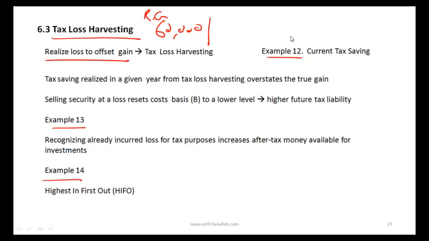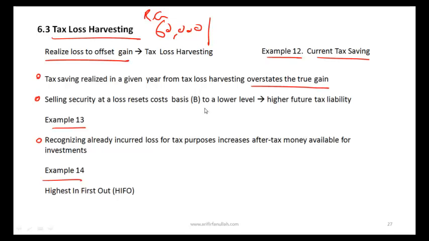Example 12, which is very simple, illustrates this idea. You can spend a couple of minutes and actually just look at that example. The calculations are really straightforward. Let us now look at a few points that you need to know, because I think from an exam perspective these points are important. The tax savings realized in a given year from tax loss harvesting result in overstating the true gain. Because of your tax loss harvesting, that reduces your taxes, and hence you overstate the gain.